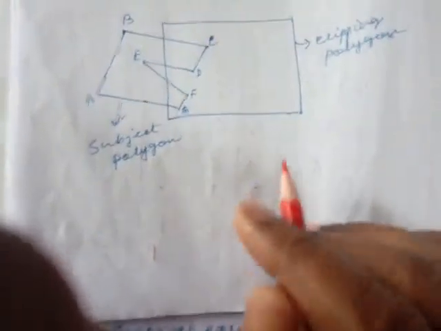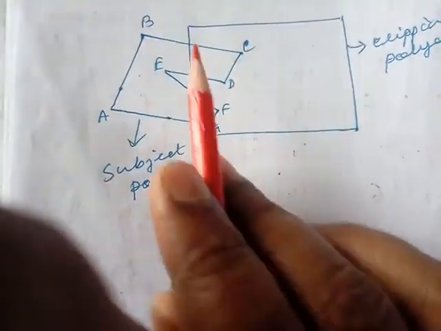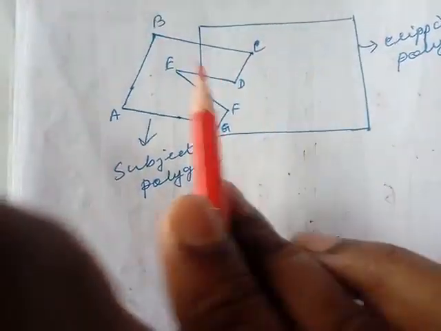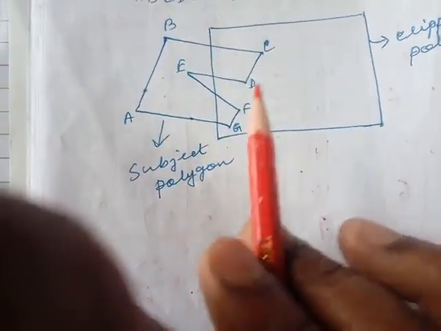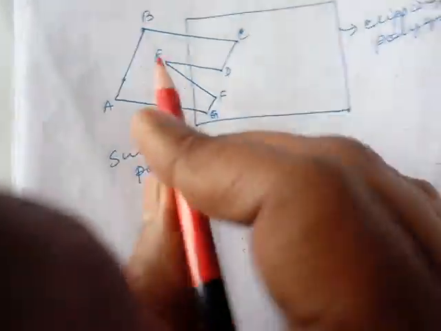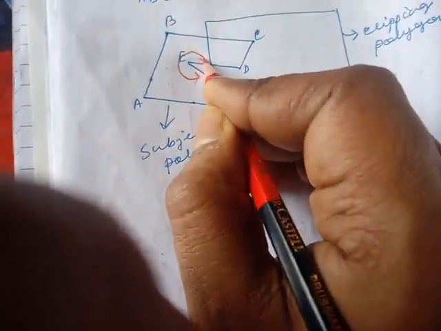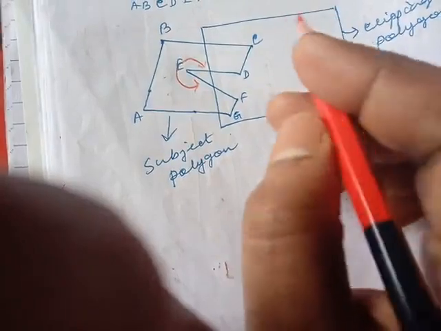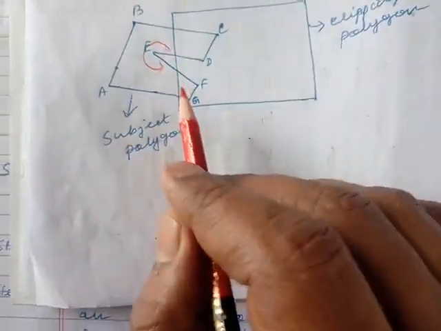Now, what is this polygon? A, B, C, D, E, F, G. It is a concave shape polygon because this angle is more than 180 degrees. The interior angle DEF of this polygon has a value of more than 180 degrees.